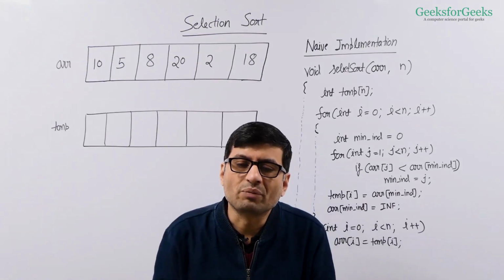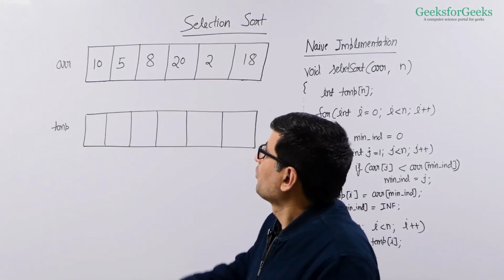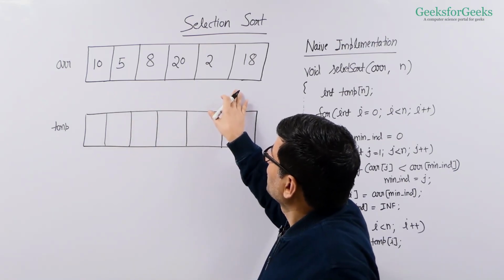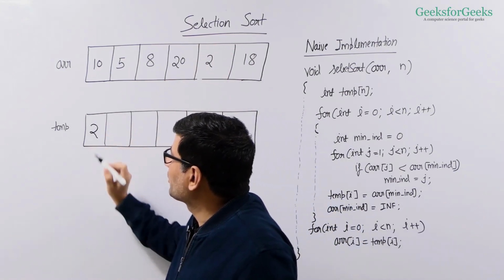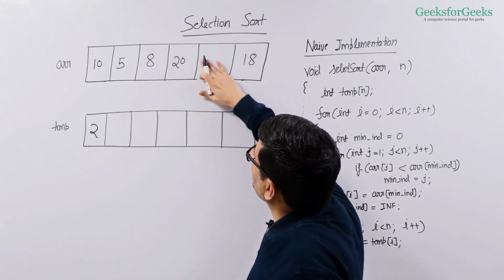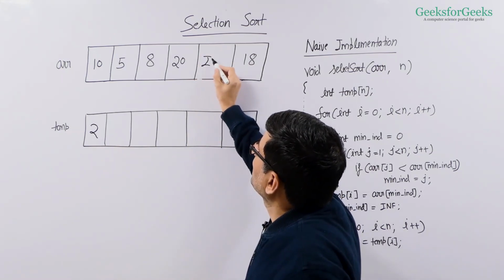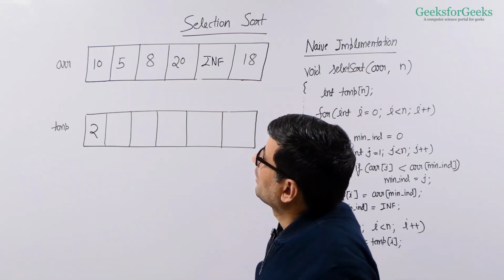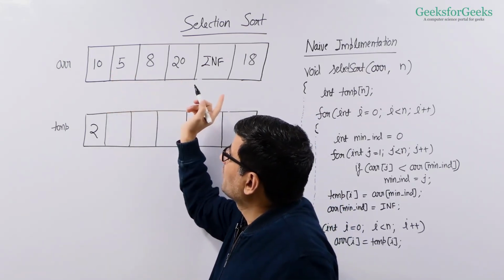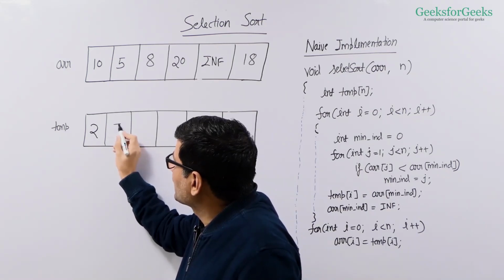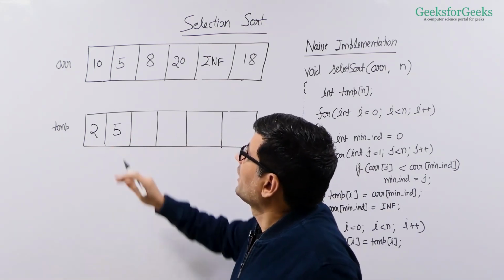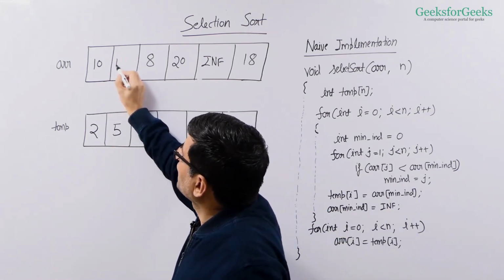Let us see the naive implementation now. We first traverse the input array, find out the minimum element and put it at the first position in our temp array, and we replace this element with infinite. Now we traverse through the input array again, find out the minimum element again and put it at the next position in temporary array and replace this element with infinite.